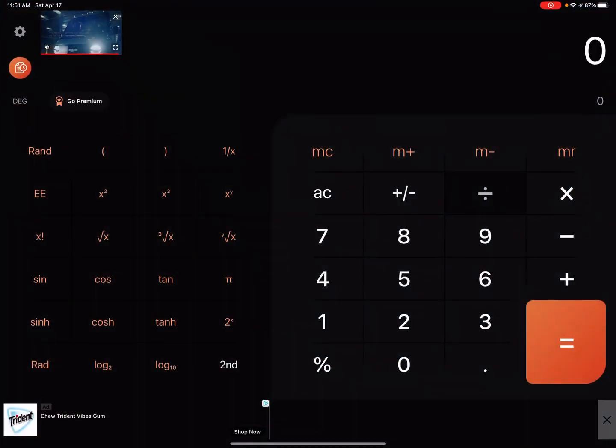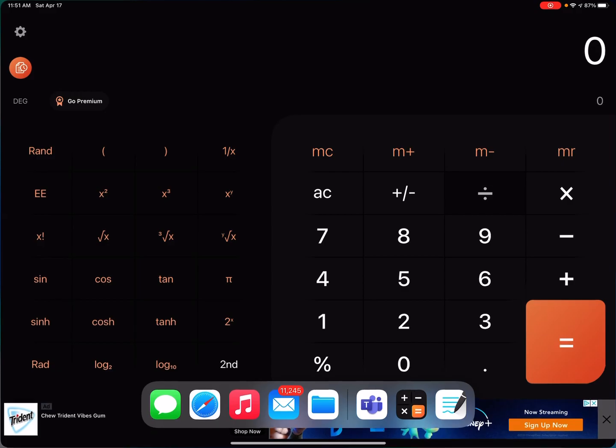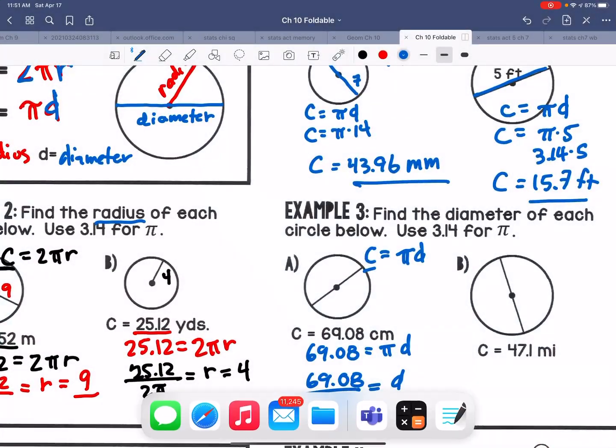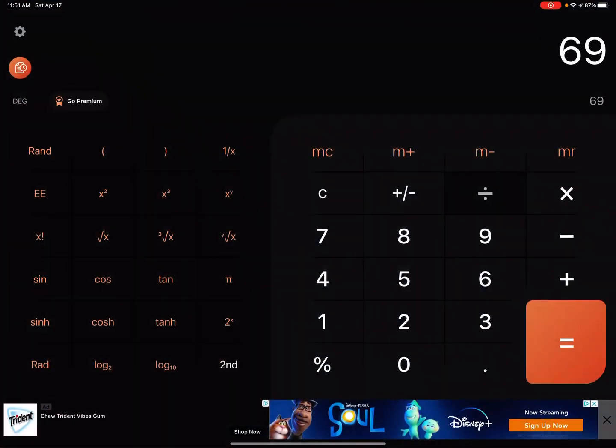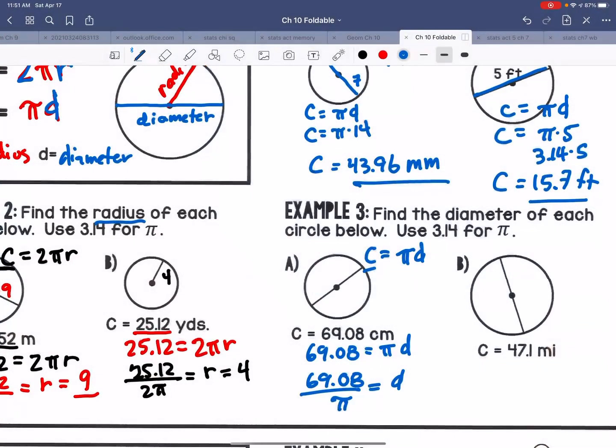69.08. Oh boy, we got an ad in here. Really? Let's go back here. 69.08 divided by 3.14. We get 22.